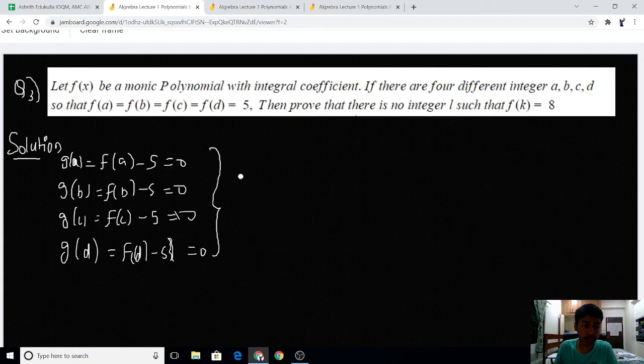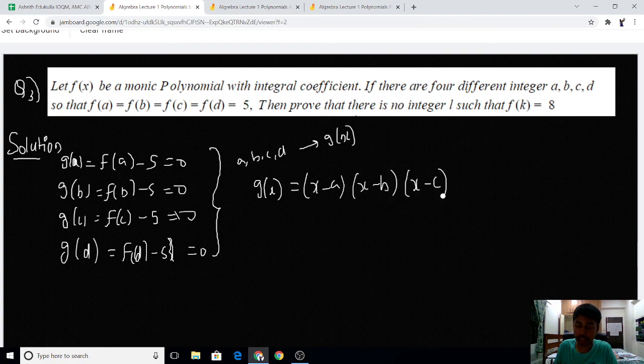So from these equations, because g of a, g of b, g of c, g of d equal 0, I can say a, b, c, d are the roots of g of x. So I can write g of x equals x minus a into x minus b into x minus c into x minus d into q of x. Here q of x can be anything.